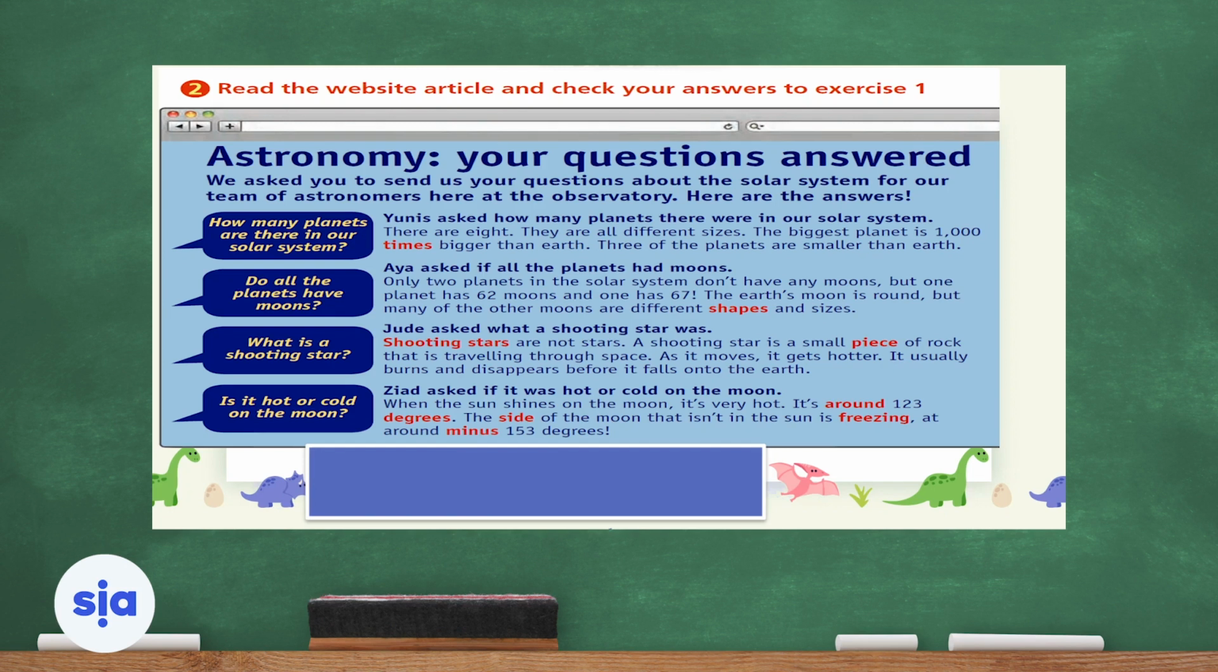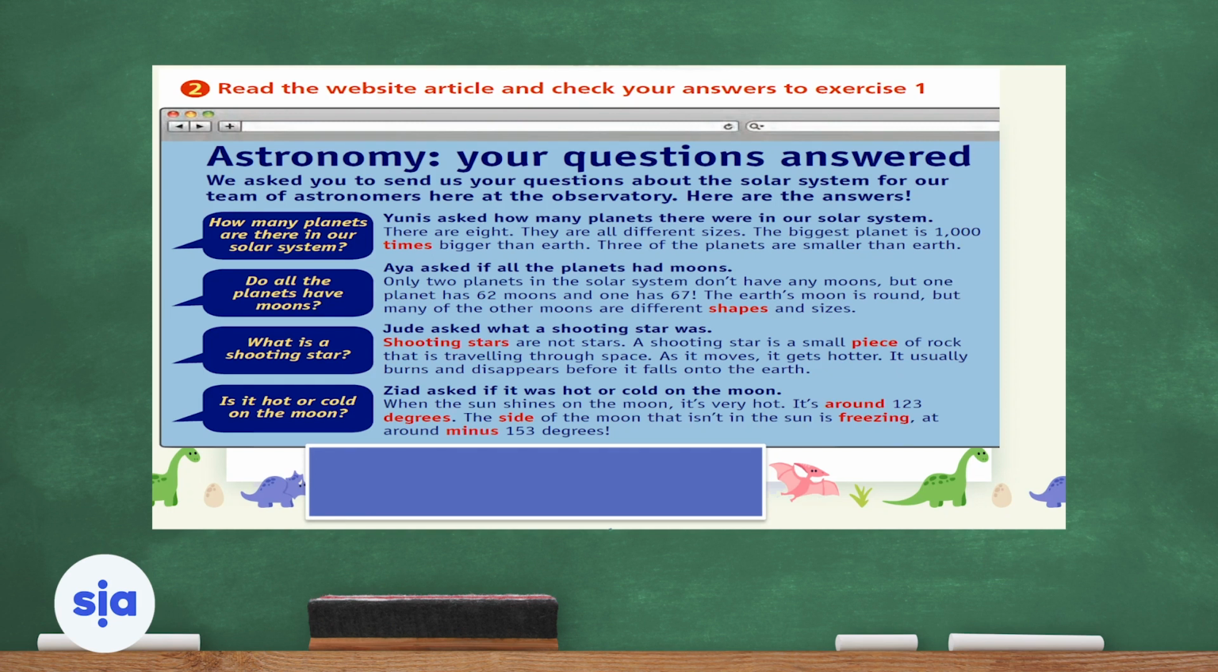The second question states, do all the planets have moons? Aya asked if all the planets had moons. Only 2 planets in the solar system don't have any moons. But 1 planet has 62 moons and 1 has 67. The Earth's moon is round, but many of the other moons are different shapes and sizes.